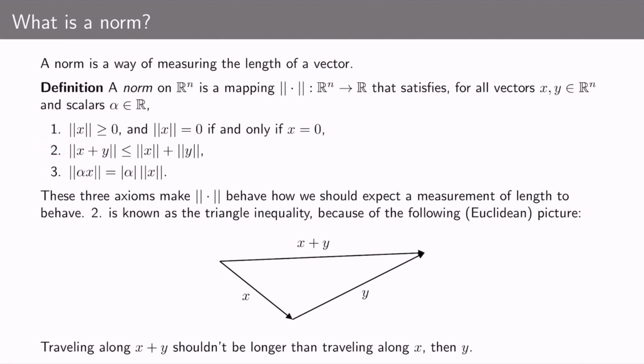2. The norm of a sum must be less than or equal to the sum of the norms. This is called the triangle inequality, and it's based on the following picture. If I have a path, x plus y, then the length of that path must be less than or equal to the sum of the lengths of the paths x and y. 3. If I scale a vector x by alpha, then I scale its length by the absolute value of alpha.